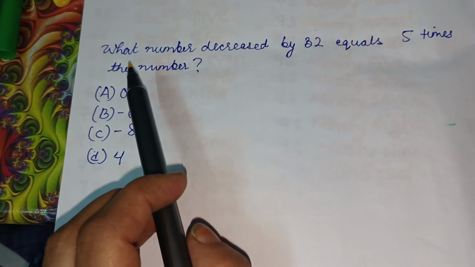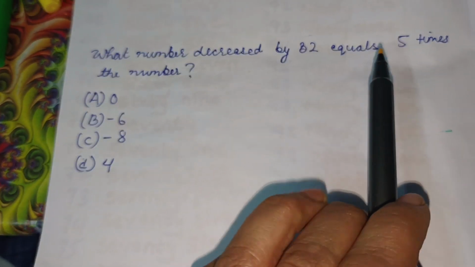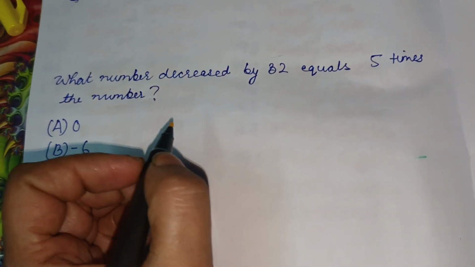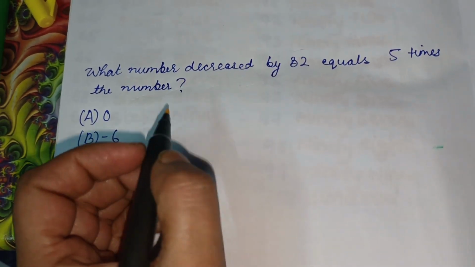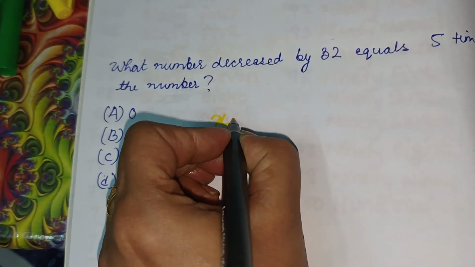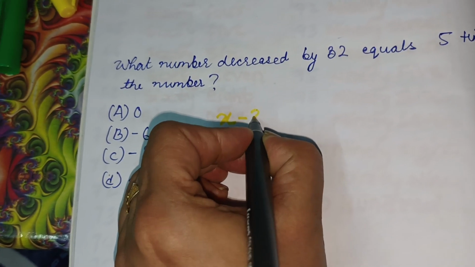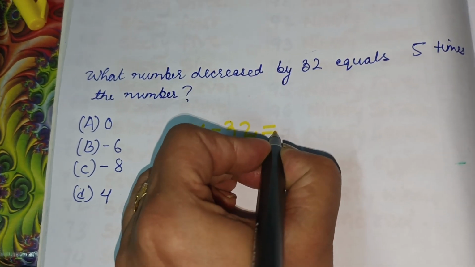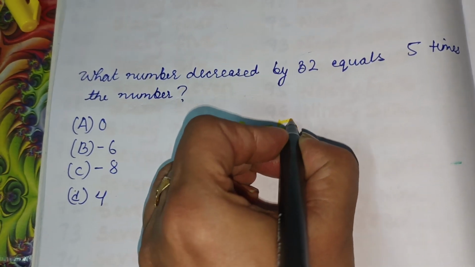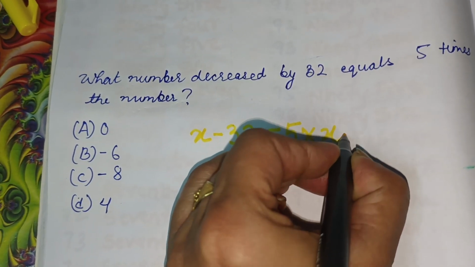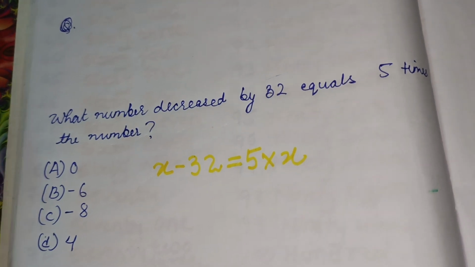Here we have a question: what number decreased by 32 equals 5 times the number? Okay, so let's assume that our number is x. So x minus 32, decreased by 32. What number, if decreased by 32, equals 5 times the number? The number is x. Okay, now how will we solve it?